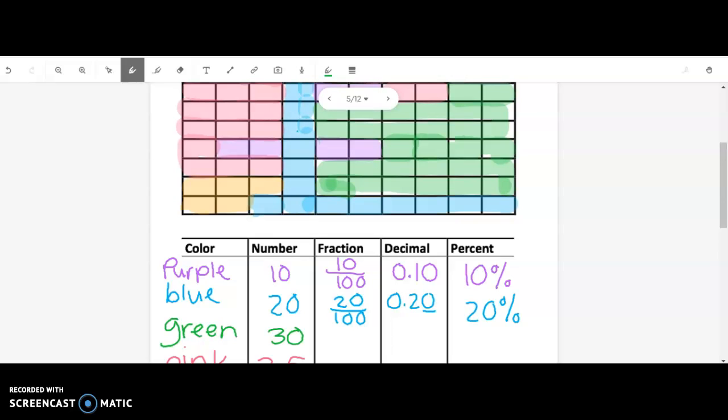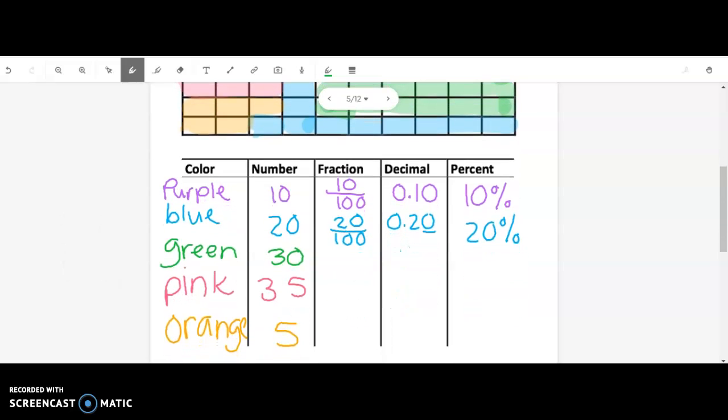Next up, we have green. Let's see, I have 30 that are green. So write it as a fraction by putting it over 100. And then decimal, 30 hundredths. Easy, easy. Lemon squeezy. And then percent, 30 out of 100 is 30%. As you can see, once it makes sense, it goes pretty quickly.